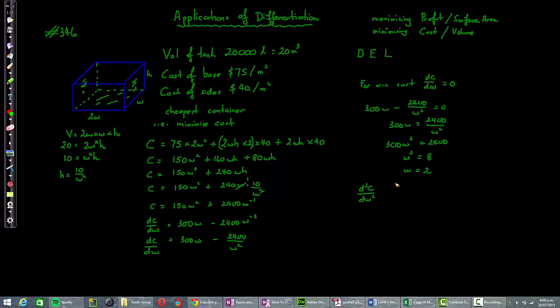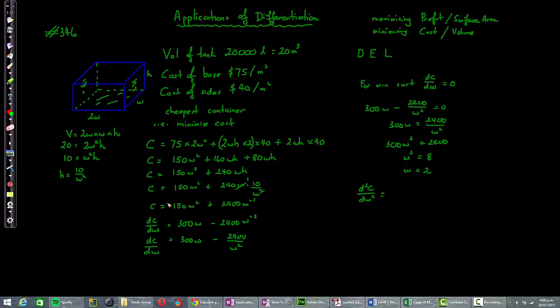Sometimes in the NCEA exam they say something like you can assume that the second derivative, now for a minimum we want the second derivative to be greater than 0. So they'll say you can assume that the second derivative is greater than 0. Well, they haven't told us that here, so we're going to have to do it.